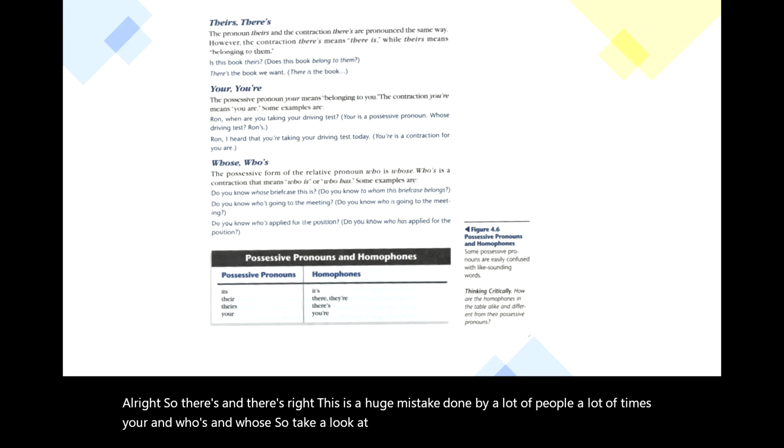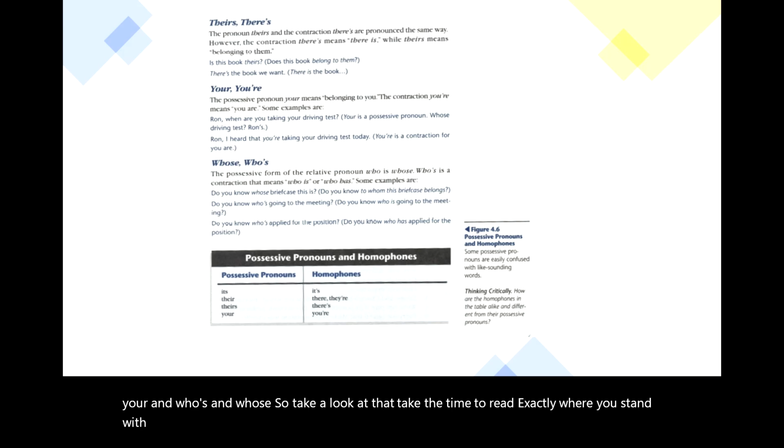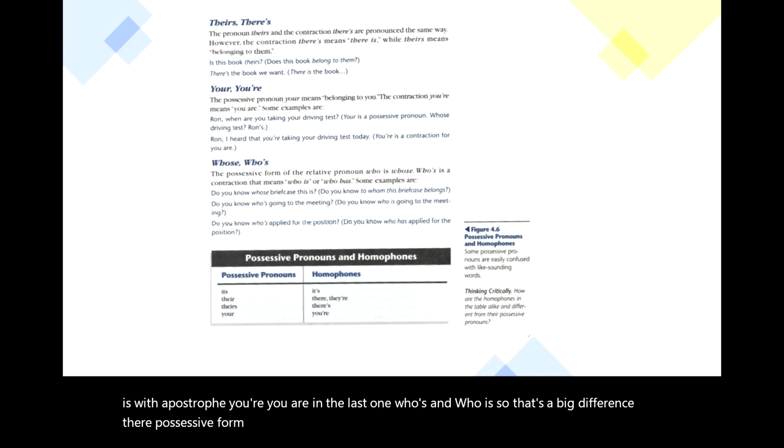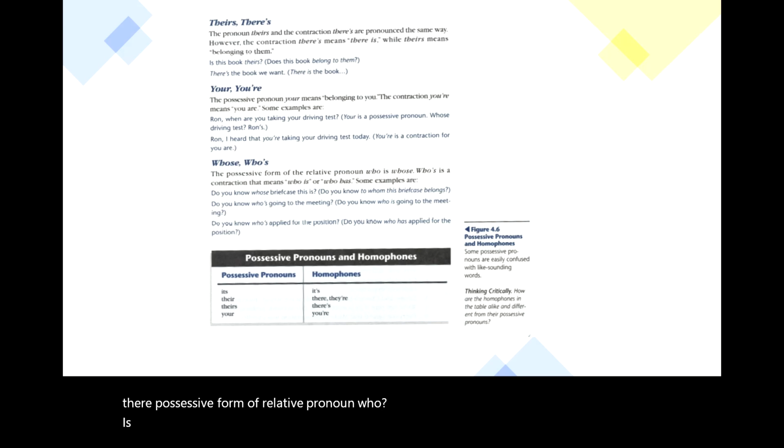Take the time to read exactly where you stand with theirs versus there's, your versus you're. Theirs at the top, there's, and there is with apostrophe, your, you are. And the last one, whose and who's. So that's a big difference there. The possessive form of the relative pronoun who is whose. Who's is a contraction that means who is or who has.